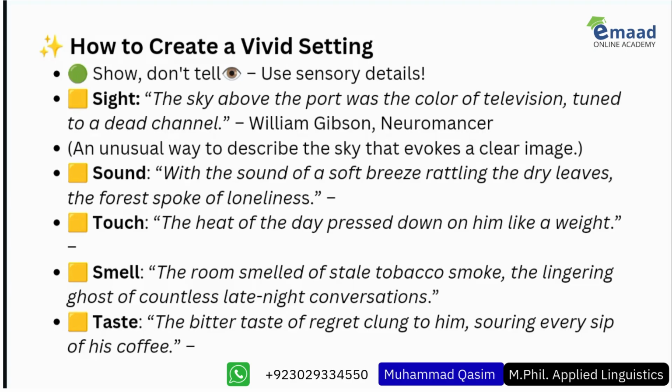Then there is how you can appeal to the reader's sense of touch when you give sensory details that can be felt through the five senses. In this way, you will be successful in creating a vivid setting of your story. Touch, like: the heat of the day pressed down on him like a weight. So it's like the feeling of touch, how the heat will touch your body, like there is a heavy weight upon you. It's pressing you like that. So the word press itself is giving a description of the feelings of touch.